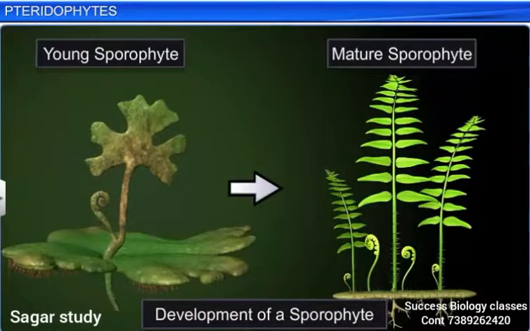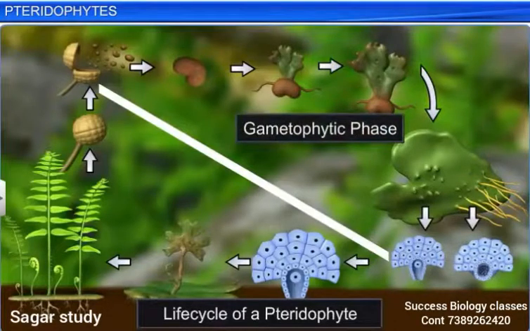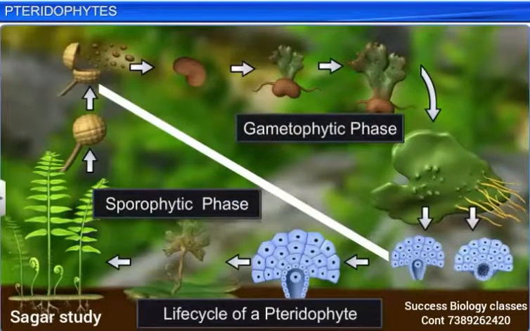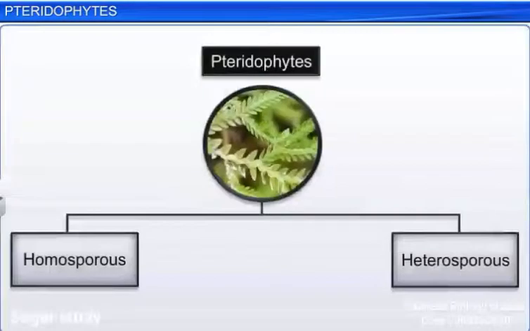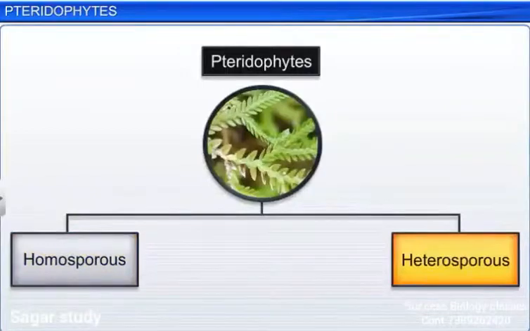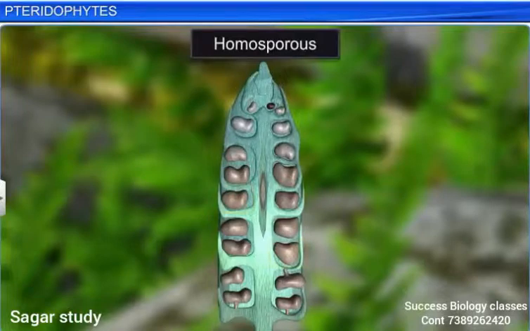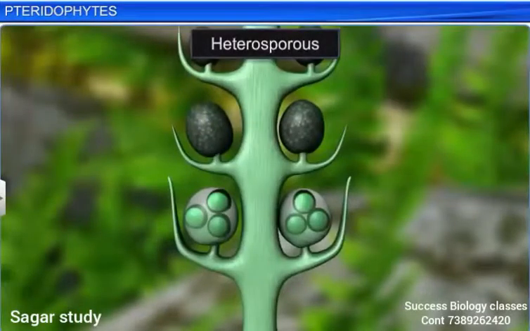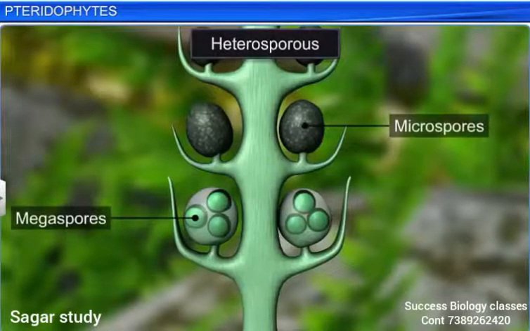This completes the life cycle of a pteridophyte, which is divided into the gametophytic phase and the sporophytic phase, the most dominant phase. Pteridophytes can be homosporous or heterosporous. Homosporous pteridophytes produce spores of similar kind, while heterosporous pteridophytes produce two different types of spores, large or megaspores and small or microspores.